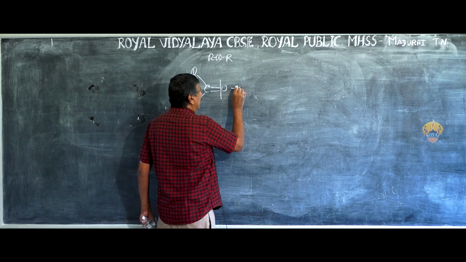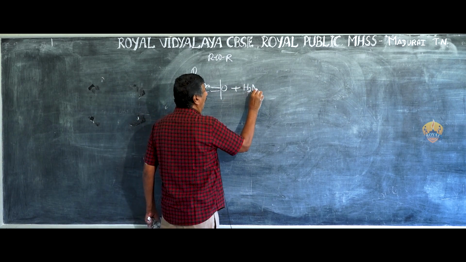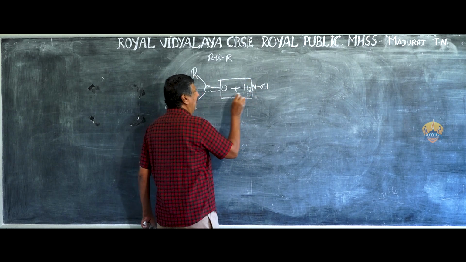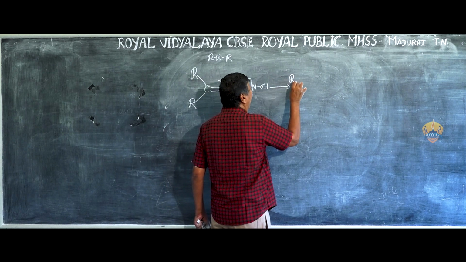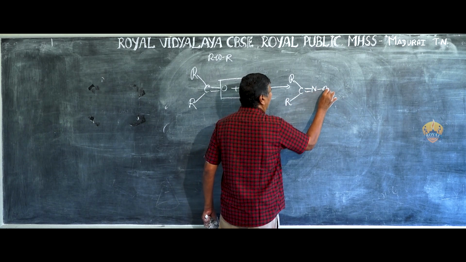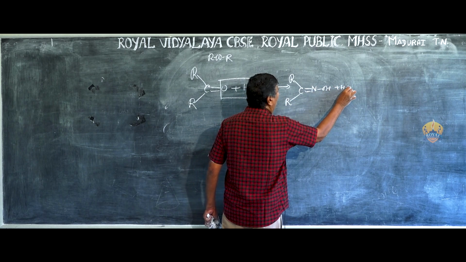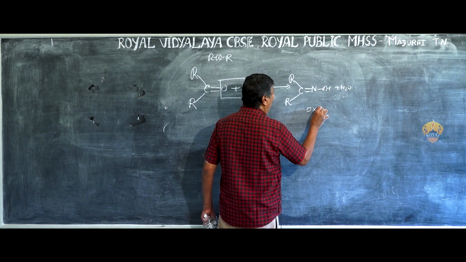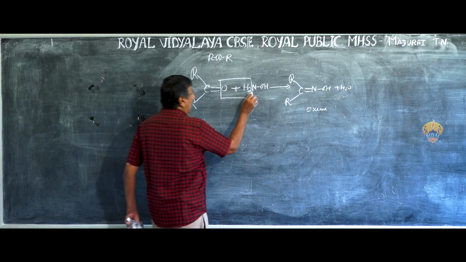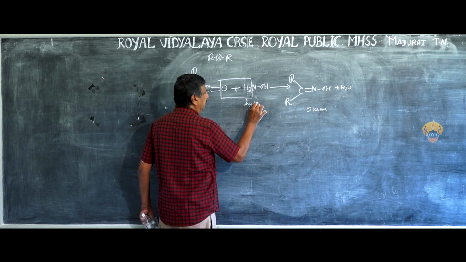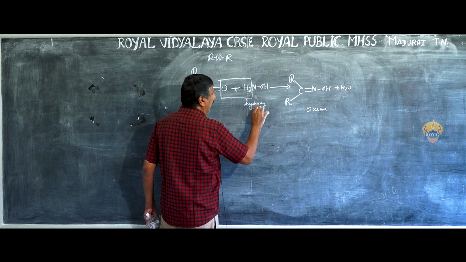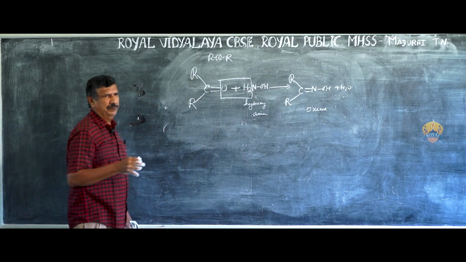Okay. If they give this compound, it is very easy. What will you tell, sir? It is very easy. The product is like this. That's all. The product is this one, and the name is oxime. This is hydroxylamine, and the product is oxime.